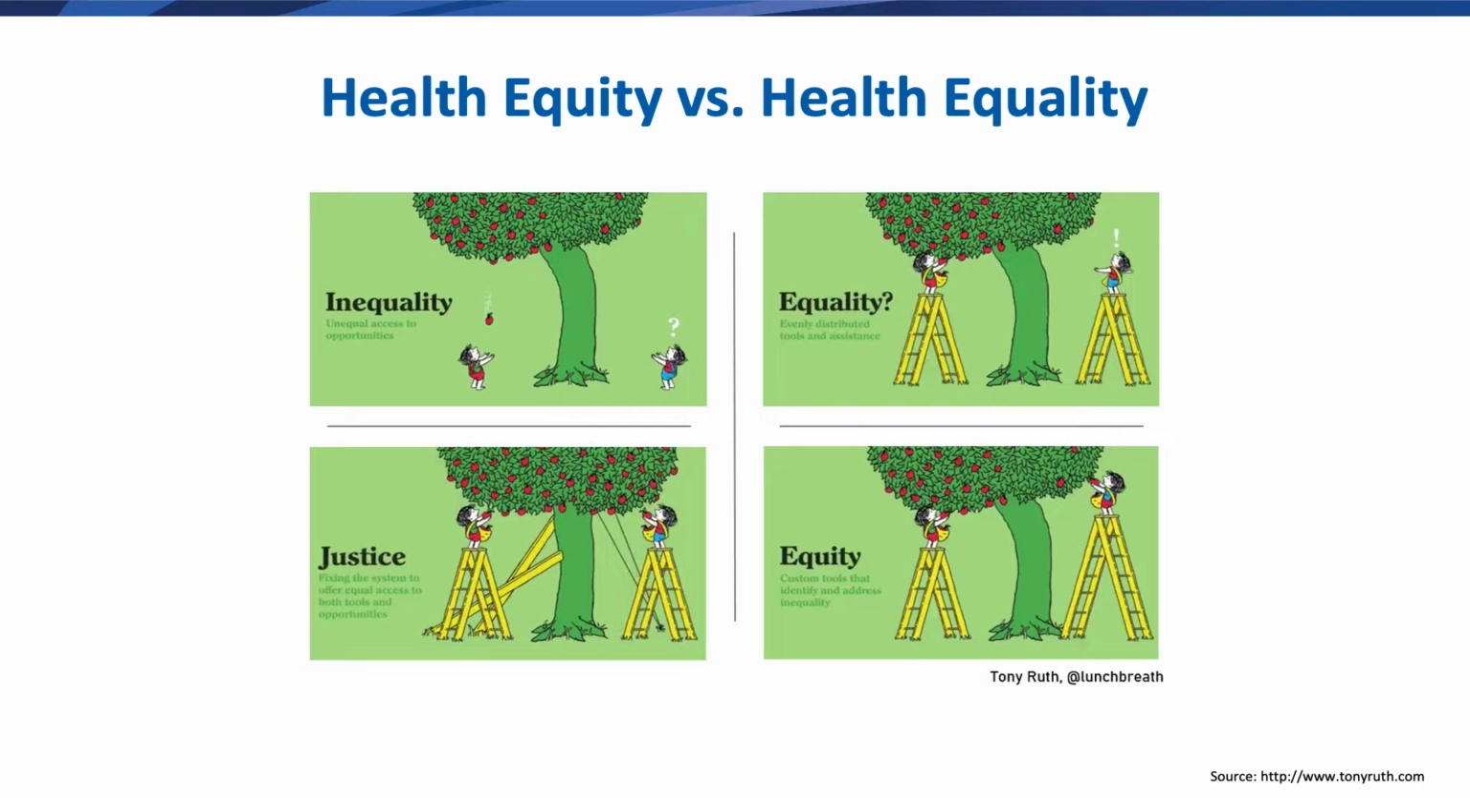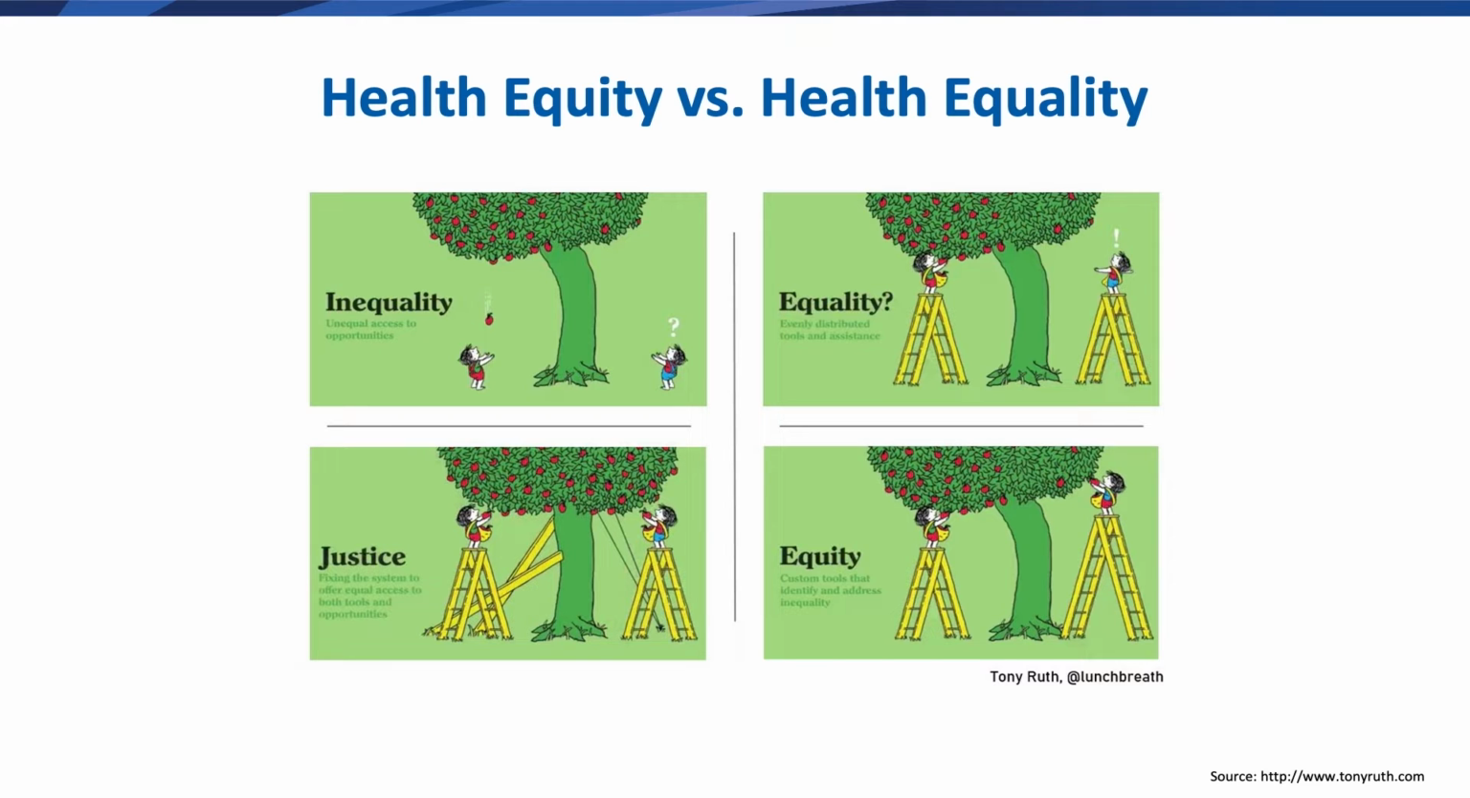Inequality is when only some people have access to all the opportunities, and equality would be providing tools and assistance equally to both boys. Each has been provided the same type of ladder, but the boy on the right is still not getting any apples. Justice involves fixing the system to offer equal access to both tools and opportunities. So in this case, instead of giving them both the same height ladder, the tree is moved to give the boy on the right greater access to the apples.